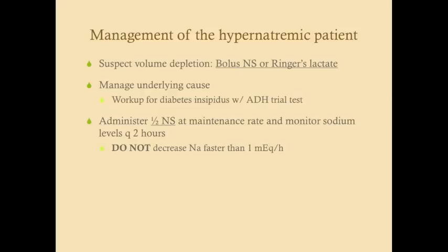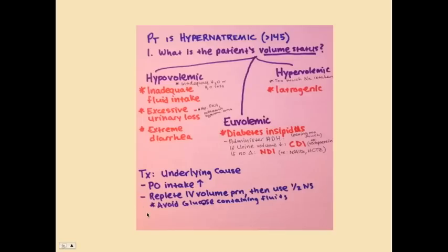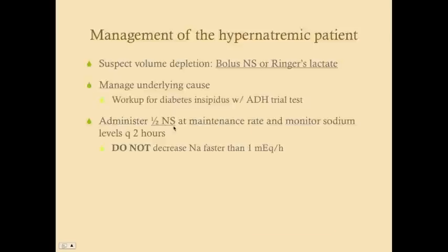If they're euvolemic and they don't have a glucose of 1,000, if they're not an old person who hasn't been able to get to water, they don't have extreme diarrhea, or they haven't been in the hospital for a doctor to make them sick, then administer half normal saline at your maintenance rate and monitor their sodium level every 2 hours. Do not decrease your sodium faster than 1 milliequivalent per hour. And that's important for the same reason. I don't think it causes central pontine myelinolysis, but just don't correct their sodium too fast. You can cause bigger problems. And that's all I've got for you for disorders of sodium imbalance.